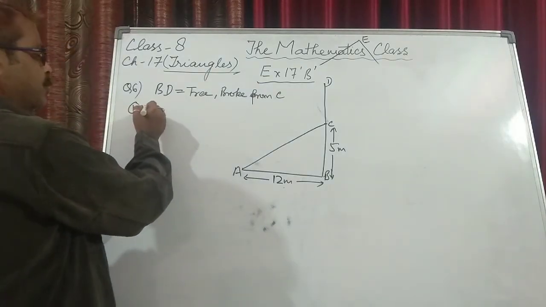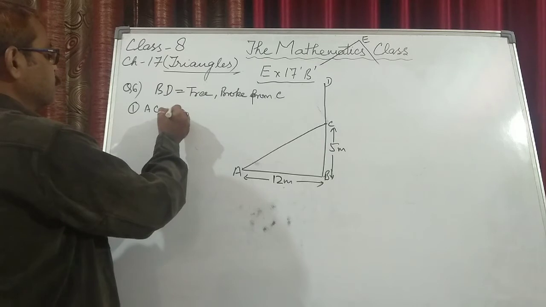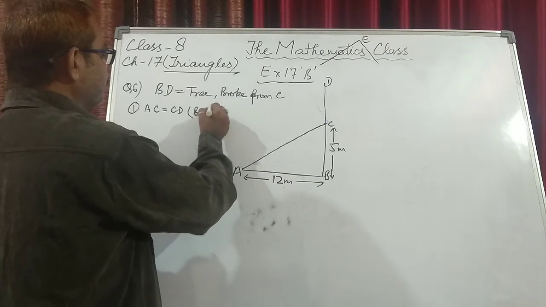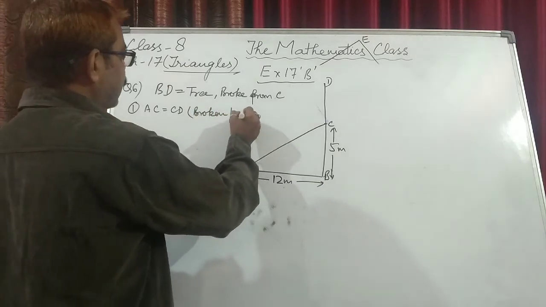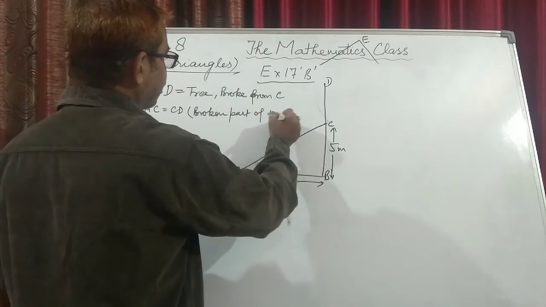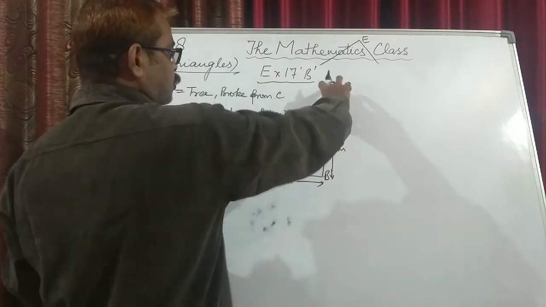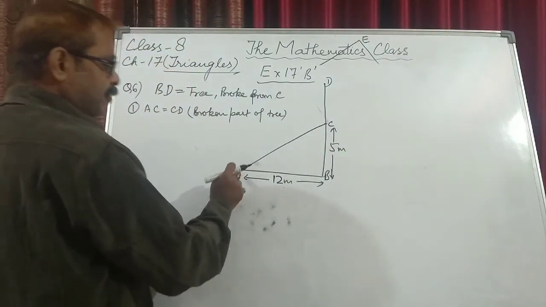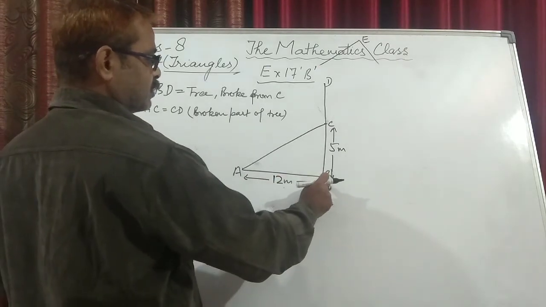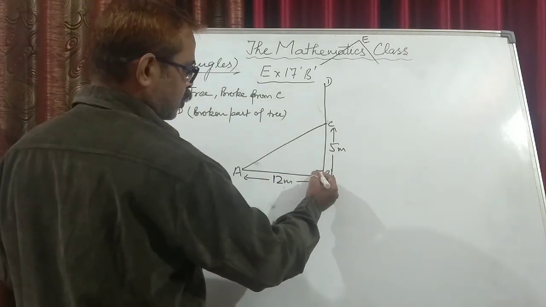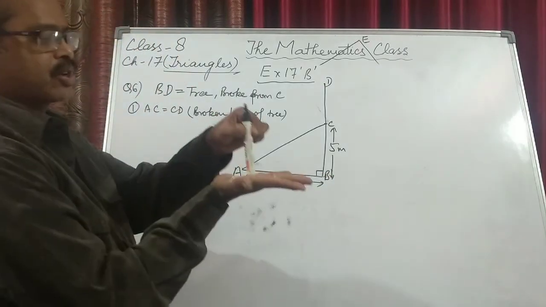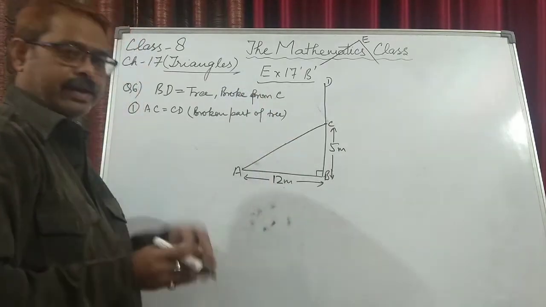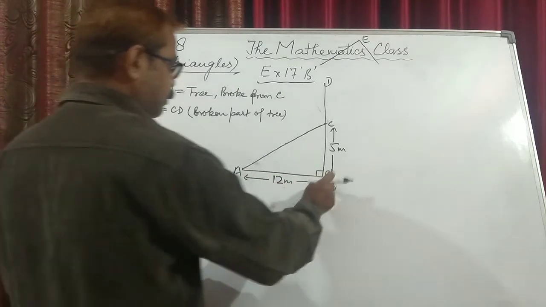Number 1, what is given to you? AC is equal to CD. Why? Because this is the broken part of the tree. From point C it broke, so this is the broken part. Now it moved like this and it is touching the ground at point A, which is 12 meters away from the base of the tree. Always when we talk about a tree, it is vertical and the ground is horizontal, so they always make an angle of 90 degrees. So AC will be acting as a hypotenuse in triangle ABC.